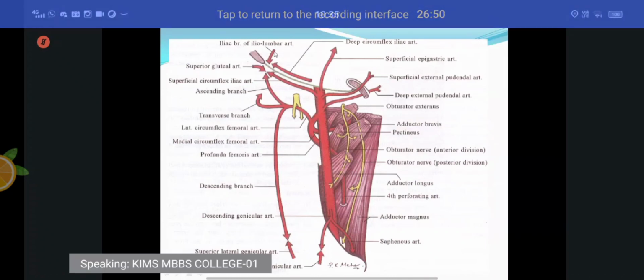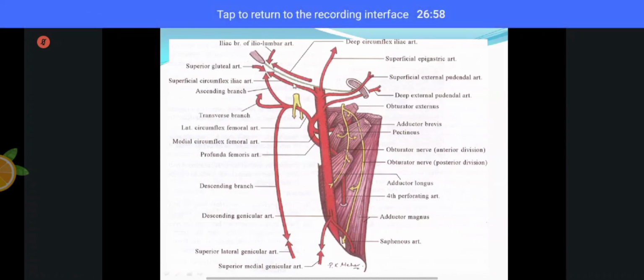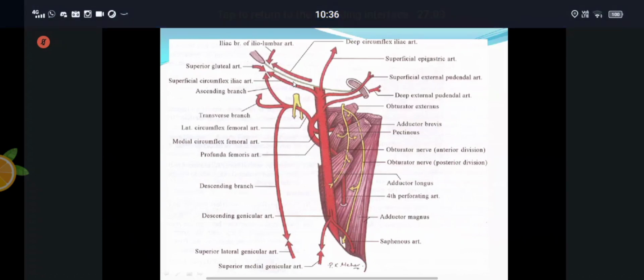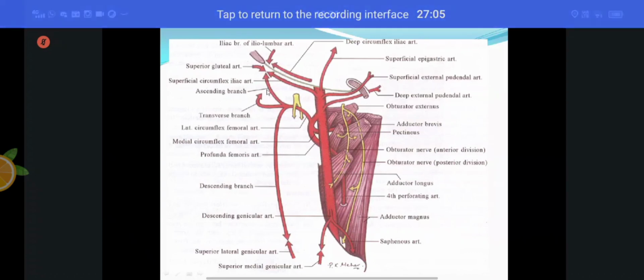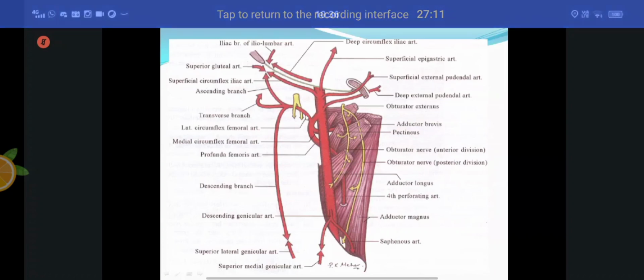Iliolumbar artery. And then you have one, what is this one? The superficial circumflex iliac artery. The superficial circumflex iliac artery is a branch of the femoral artery. And the ascending branch of what? The ascending branch of the lateral circumflex femoral artery.